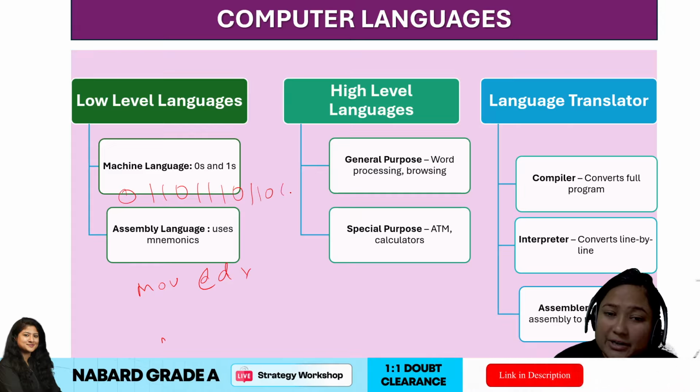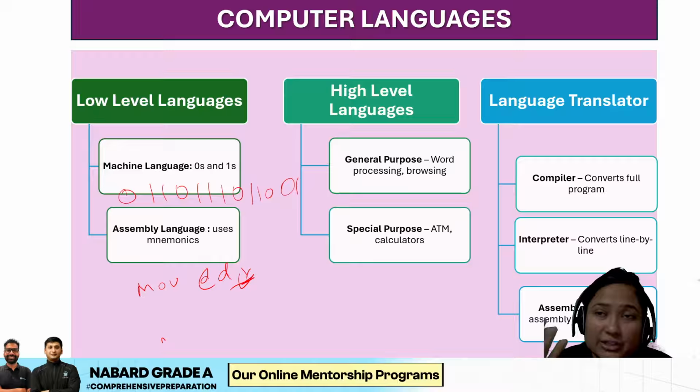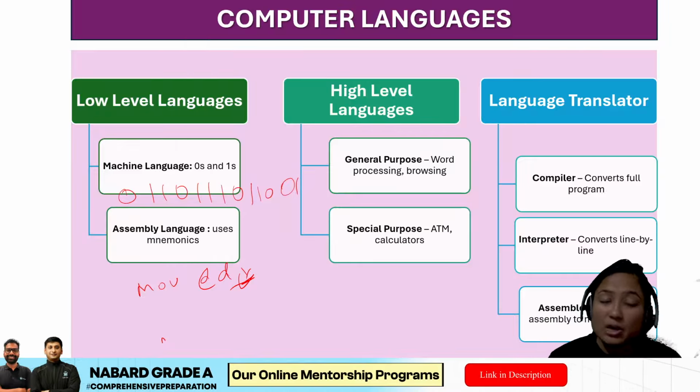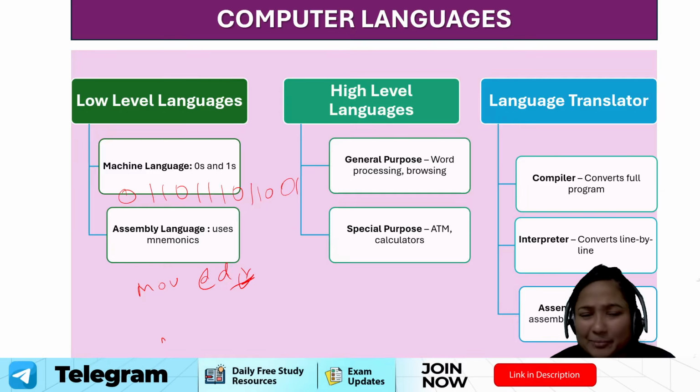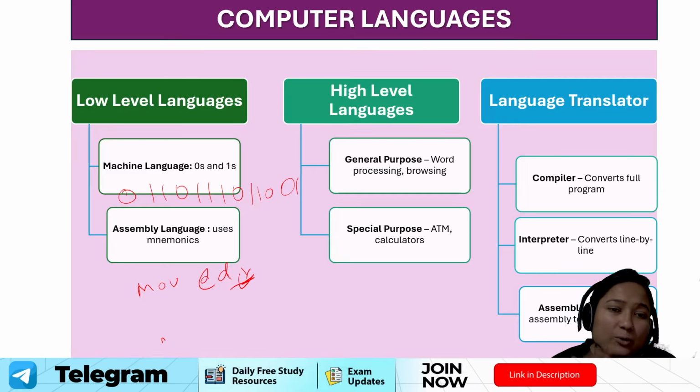This is very difficult to understand, but yes, if we are reading mov, we know mov is move, so that means something needs to be moved. So we can understand it a little, although it is very difficult, but yes, a little bit better. So these two languages are low level languages. On the other hand, we have high level languages. Okay, so there is some confusion.